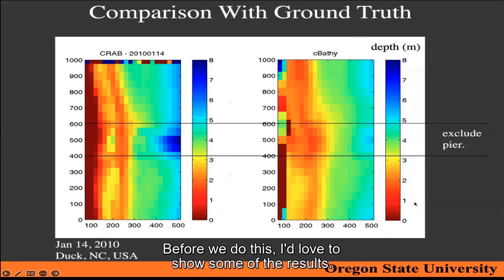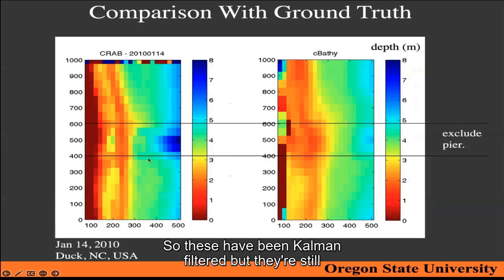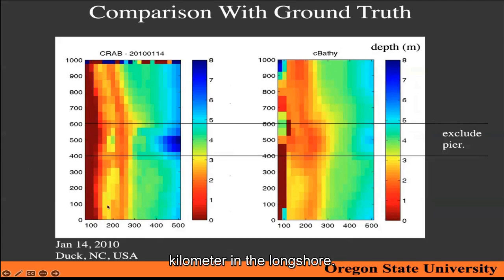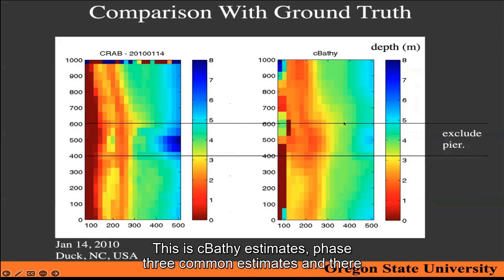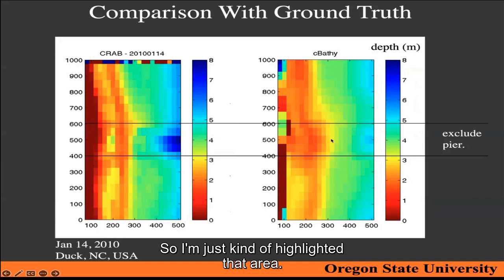Before we do this, I'd love to show some of the results. For all the imperfections that are in this thing, it's somewhat amazing what it does. So I'll show a series of plots very quickly. This is from 2010. These are actually phase 3 results, so these have been Holman filtered, but they're still beautiful. These are survey measurements, 500 meters in the cross shore, kilometer in the longshore. This is cBathy estimates, phase 3 Holman estimates. And there are anomalies near the pier, so I've just highlighted that area. Don't be too stressed about that.